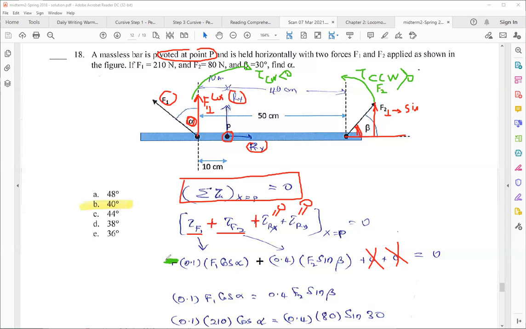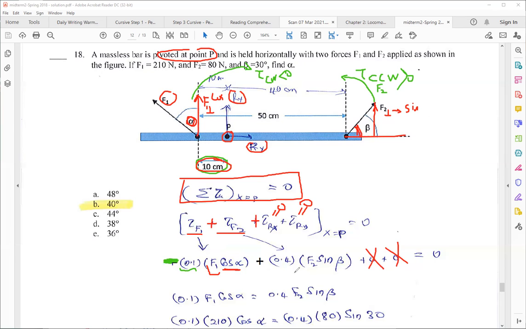So that will be minus the distance, oh sorry, we're talking about distance, not the mass. The distance is provided as 10 centimeters, and in meters, it should be 0.1 meters. Then multiply by force 1, provided as 210 times cosine alpha. It's not the sine. We're dealing with the cosine like we explained in the previous question.